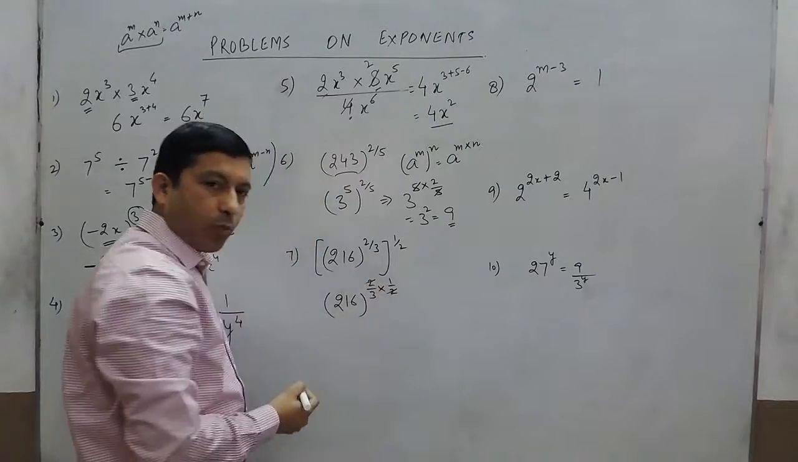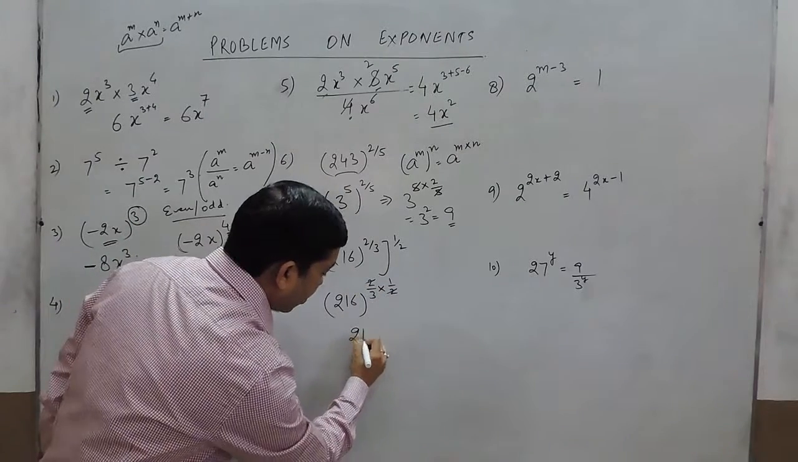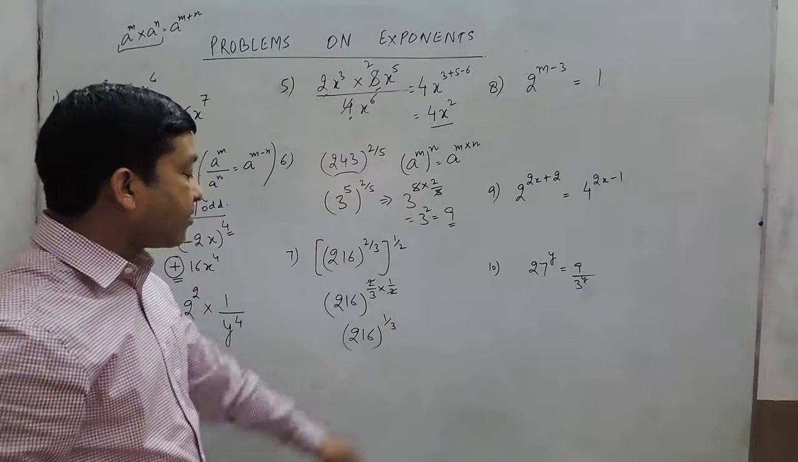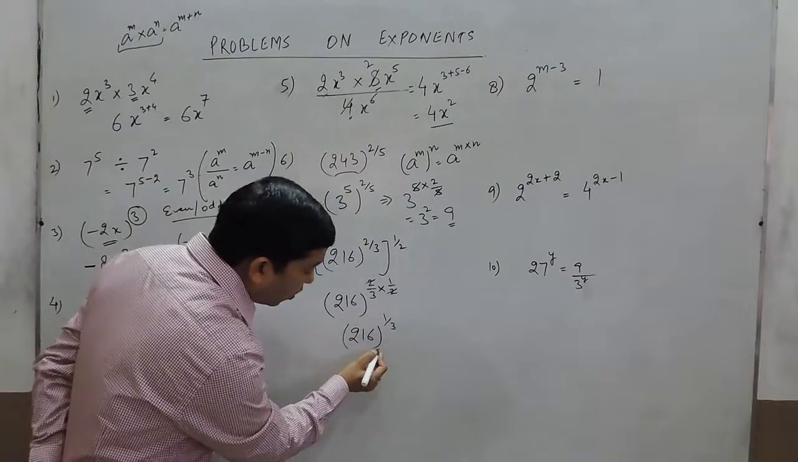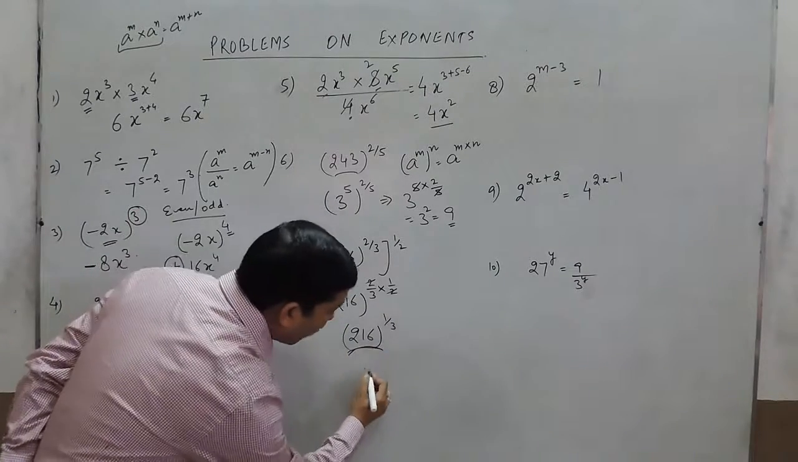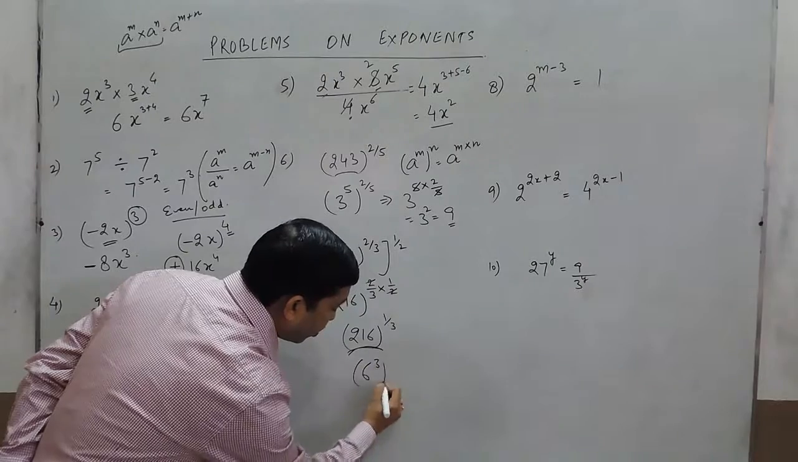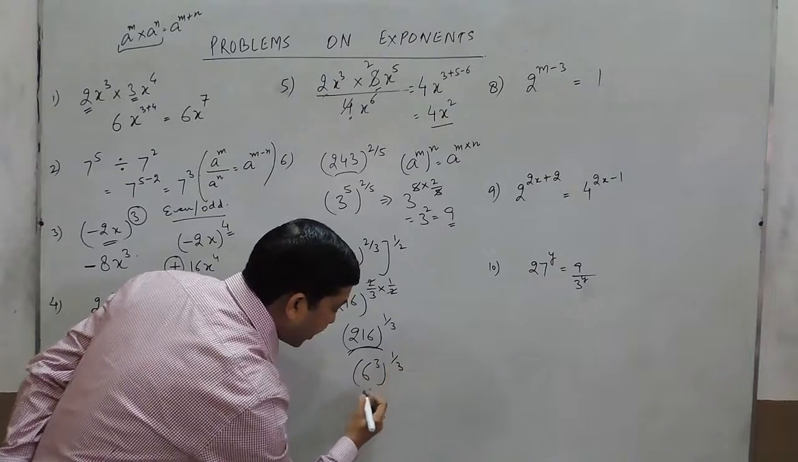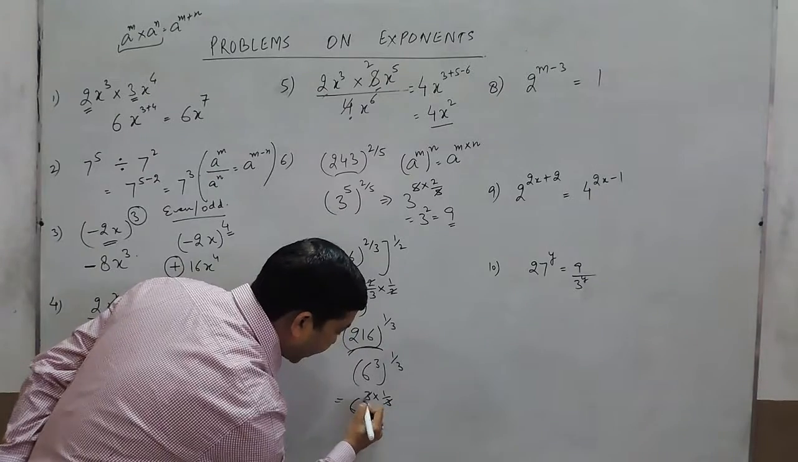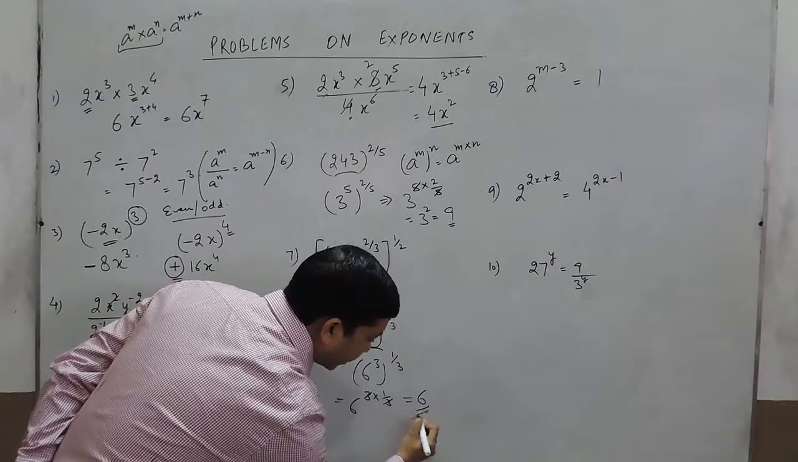This 2 can be cancelled out by this 2. It is 216 to the power 1 upon 3. As the power is 1 upon 3, we have to see that this 216 can be written in the cube format. It is 6 cube to the power 1 upon 3. Again we put it in the multiplication format. This can be cancelled out by this, so the answer is 6.